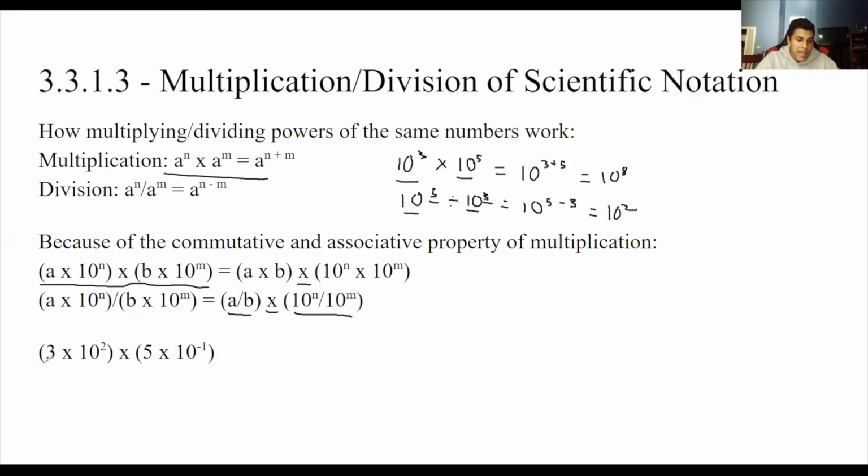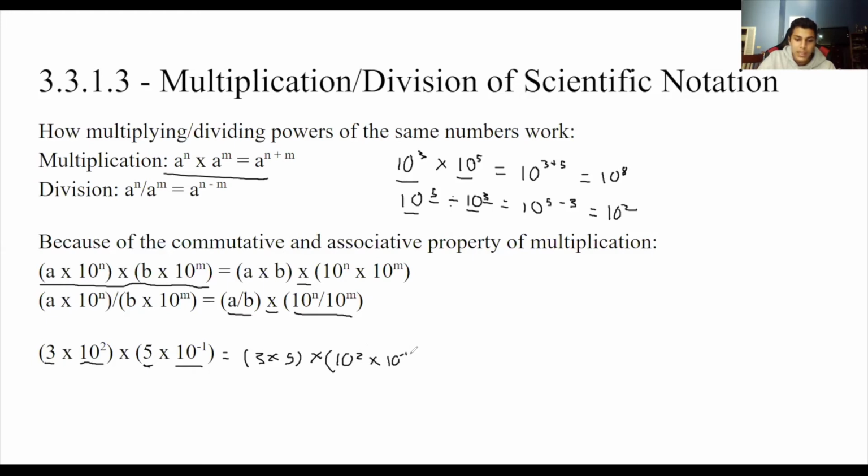So in these examples, my a is 3 and my b is 5, because those are the first numbers in both scientific notations. And then 10 to the power of n is 10 to the power of 2, and 10 to the power of m is 10 to the power of -1, because those are the first and second 10 to the power of whatever numbers in my scientific notation. So if I were to change this up and write it in the form that makes it easier to multiply, I could write it out as 3 times 5, because that's my a times b, so 3 times 5 times 10 to the power of 2 times 10 to the power of -1.